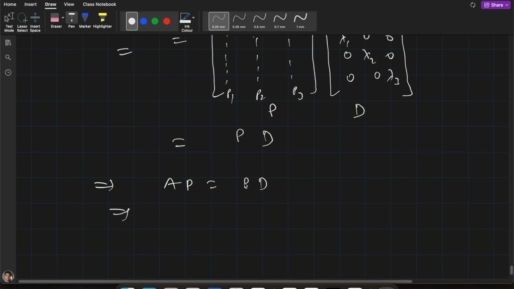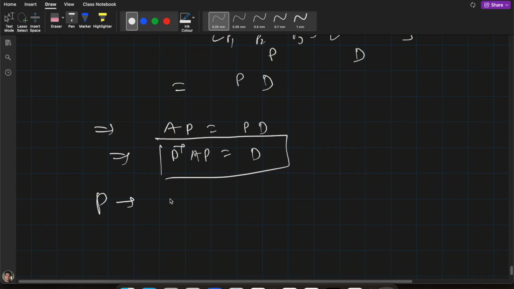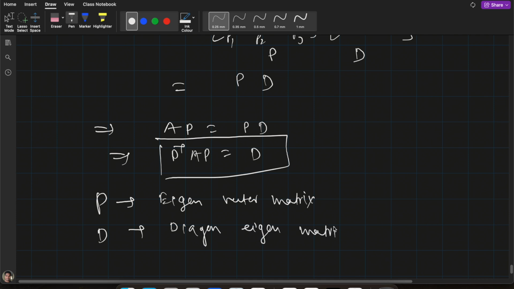Which means that when you pre-multiply by P inverse, P inverse AP equals what? A diagonal matrix. And P is the eigenvector matrix. And D is the diagonal matrix, the diagonal eigenvalue matrix, I will say. There are numerous applications of this.